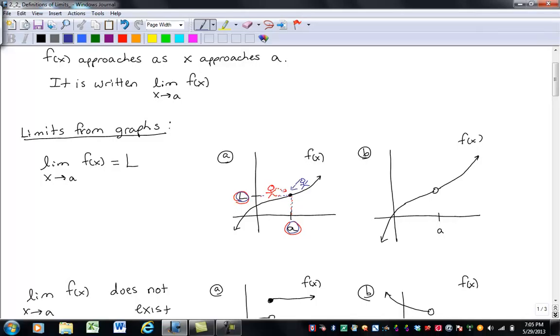So we say, it doesn't matter which side we come from. If we walk towards x equals a on this graph, it looks like the y value is going to be L. That's why the limit is L.